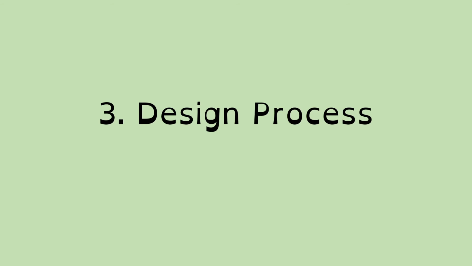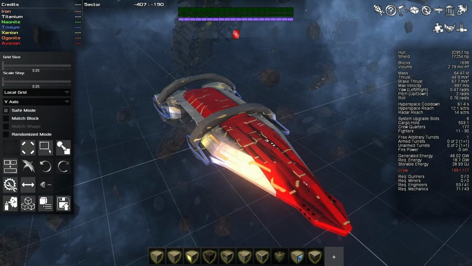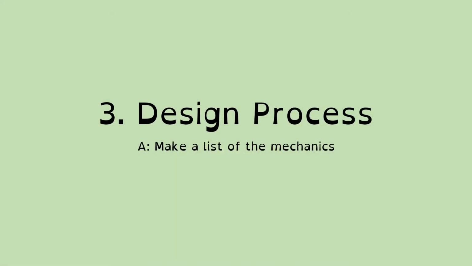There might be all sorts of parts of the games that you're going to teach them. So we're going to go through this design process, or a potential process for thinking about this. So the first part is to make a list of the mechanics. What are the actual things that you're going to want to teach to the player?